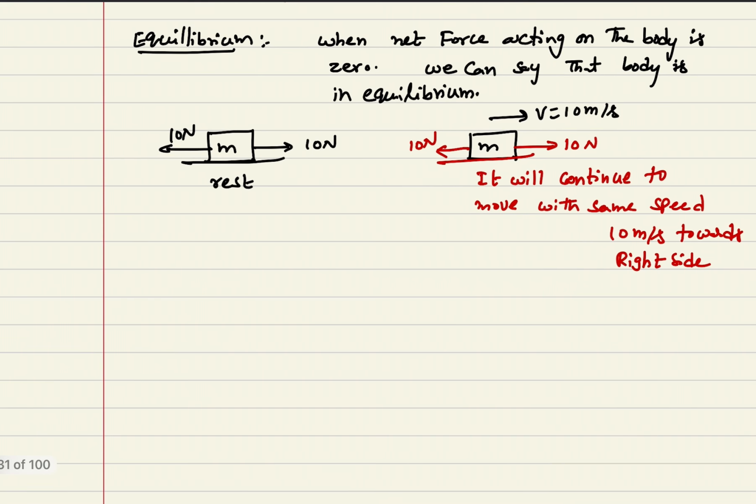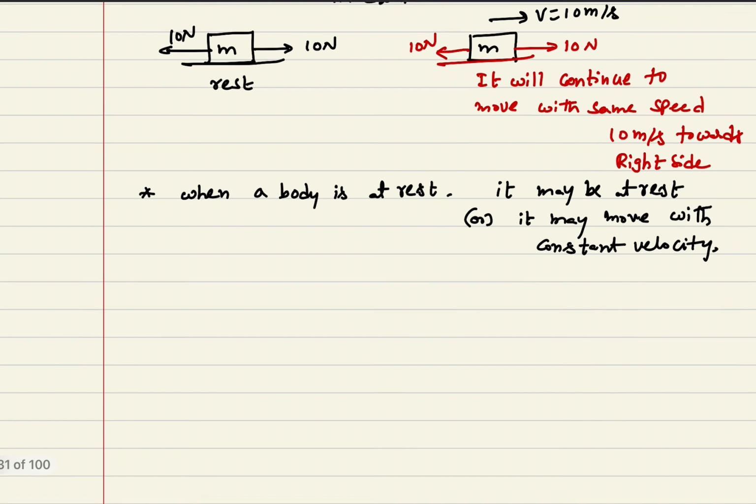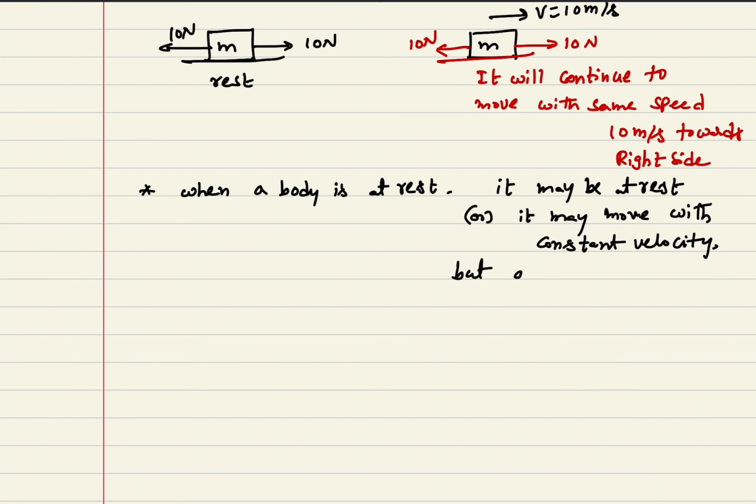It indicates that when a body is in equilibrium, it may be at rest or it may move with constant velocity. Same point I am writing: it may be at rest or it may move with constant velocity. But acceleration is how much? 0. Net acceleration is 0.